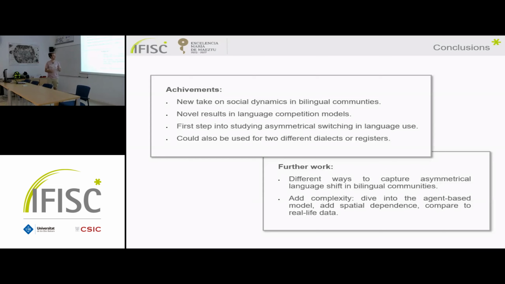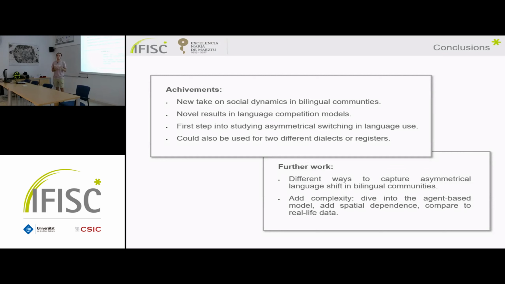One of the main things is that there are different ways to capture asymmetrical language shift in bilingual communities. What I did is the simplest way, but might not be the optimal, since I just used different volatility in each of the transitions. But this means that when a speaker changes state, their volatility also changes. So maybe it would be interesting to try to construct two different populations with fixed volatilities and allow for there to be speakers in both states in each of the communities.